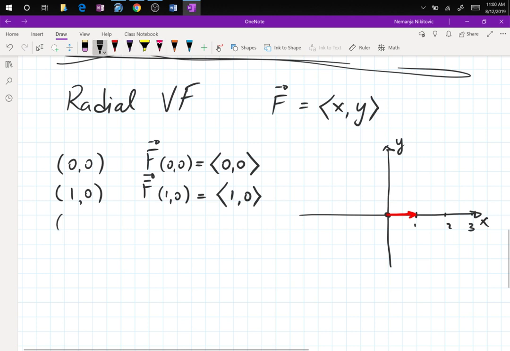Similarly, if you have, let's say, 0, 1, which is on the y-axis, then F of 0, 1 would be a vector 0, 1, because this is, again, x, y, so whatever point you have is technically the vector you're looking at, and then that one would go up. If you happen to have a point 2, 2, then, oh, oops. I'm drawing this wrong.